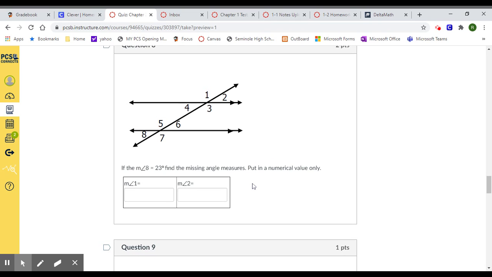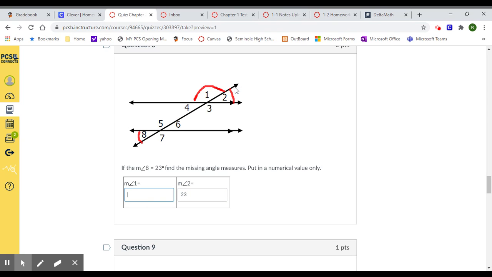All right, now we're going to find some missing angle measures. Angle 8 down here is 23 degrees. What are the missing angle measures? What's angle 2? And what's angle 1? We have to know our angle relationships. I know that angle 2 is also 23 degrees because these are alternate exterior angles, meaning they're congruent. Remember I told you your options when you have angles: they're either going to be congruent, so the exact same angle measure, or they're going to be subtracted from 180.